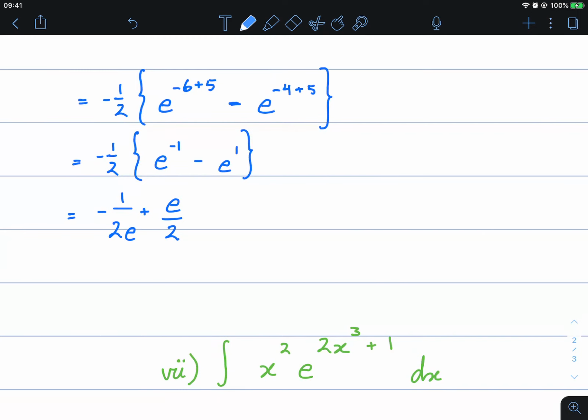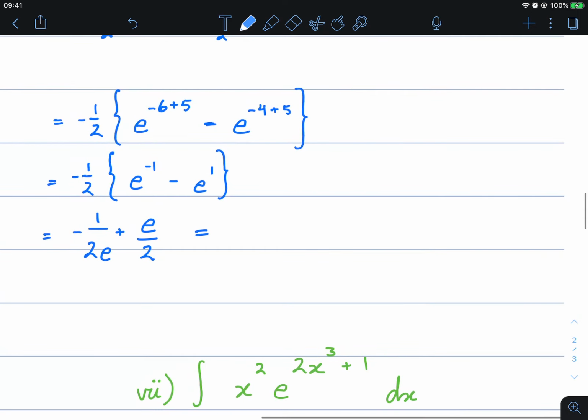And we'll simplify this. This will become all over 2e, negative 1 plus e squared. And I just noticed that this needs another e, so this second one was multiplied by e. Cleaning this up, we get e squared minus 1 on 2e.